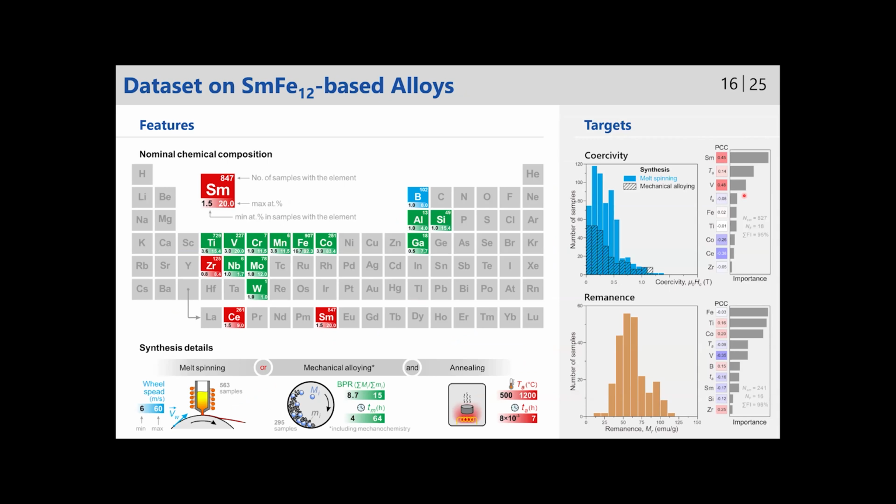So there is a lot of data in the literature, and we can get useful information from it with machine learning. The data set was collected for different compositions with different synthesis details, and the targets which we can consider are coercivity and remanence of isotropic alloys.